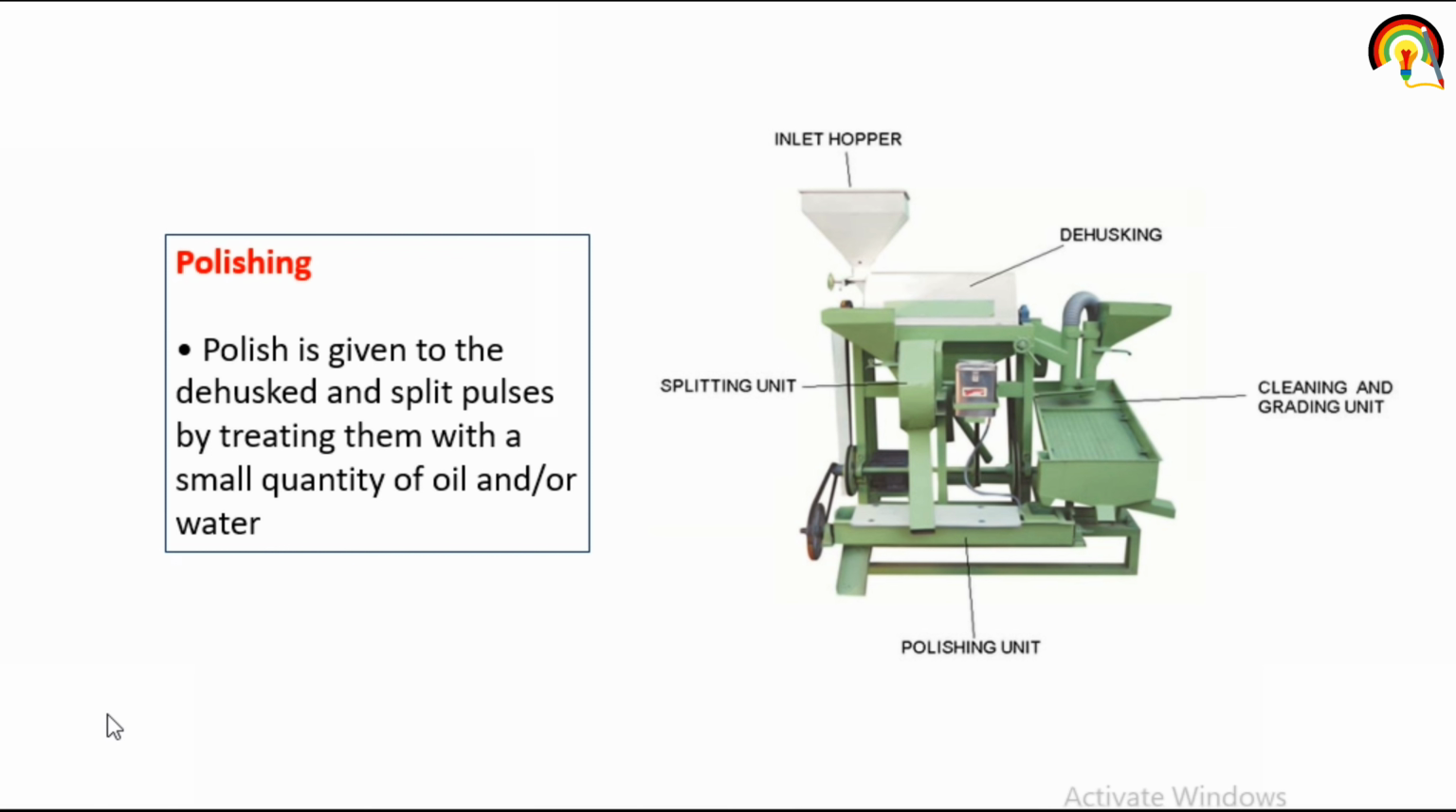Next one is polishing. Polish is given to the dehusked and split pulses by treating them with a small quantity of oil and or water.